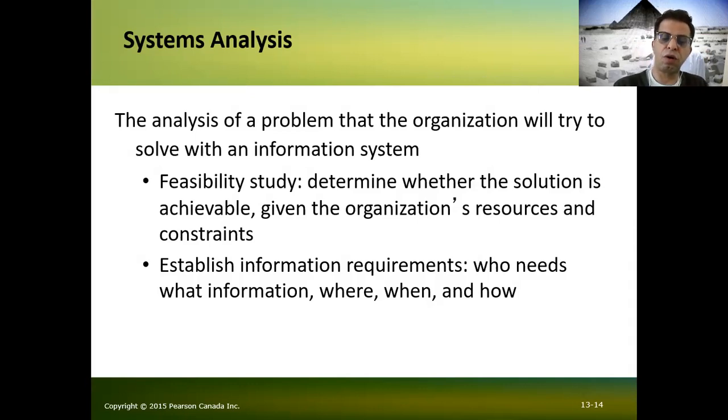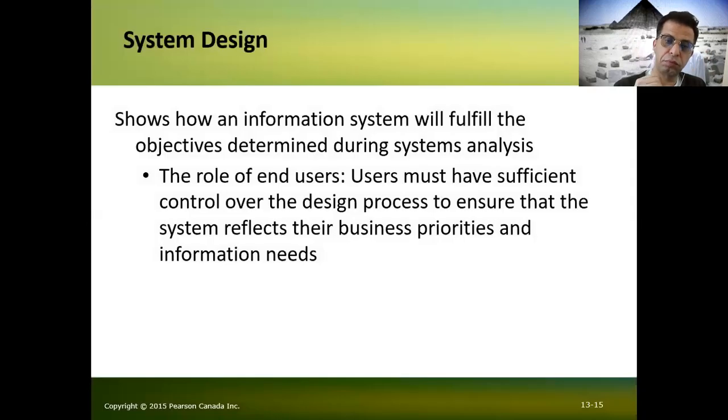And then you establish information requirements: who needs what information, where, when, and how. The system design shows how an information system will fulfill the objectives determined during the system analysis. So you do a system analysis, you find the gaps, and you do a system design, and the new system design will show how you close this gap. The role of end users: users must have sufficient control over the design process to ensure that the system reflects their business priorities and information needs. And as we said, you need to meet with the end users as a BA, take their requirements, and implement them.